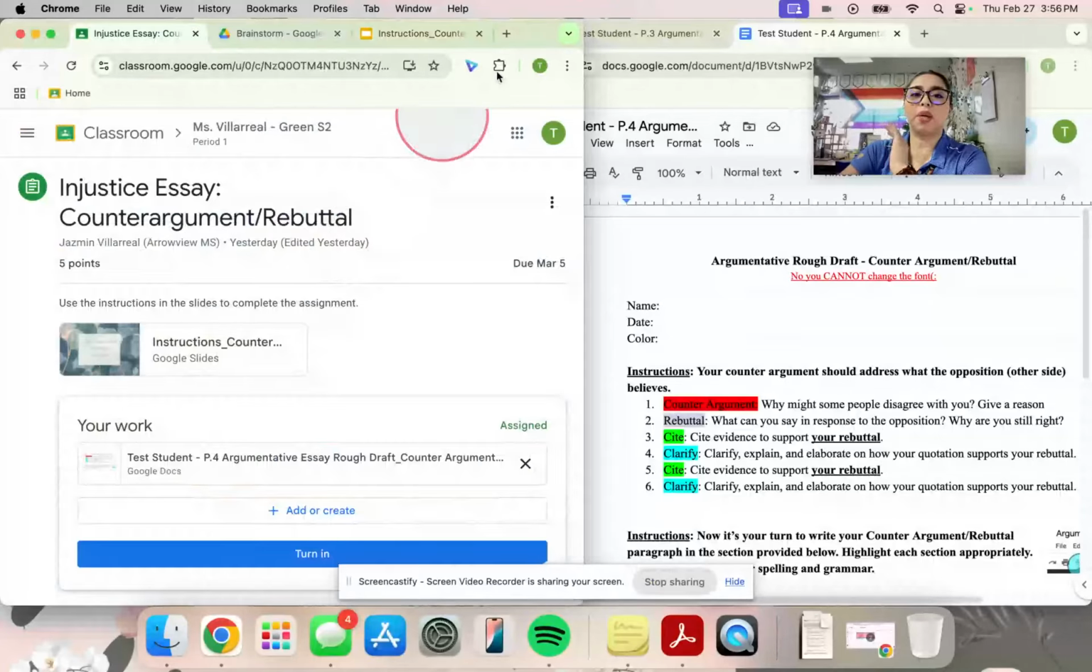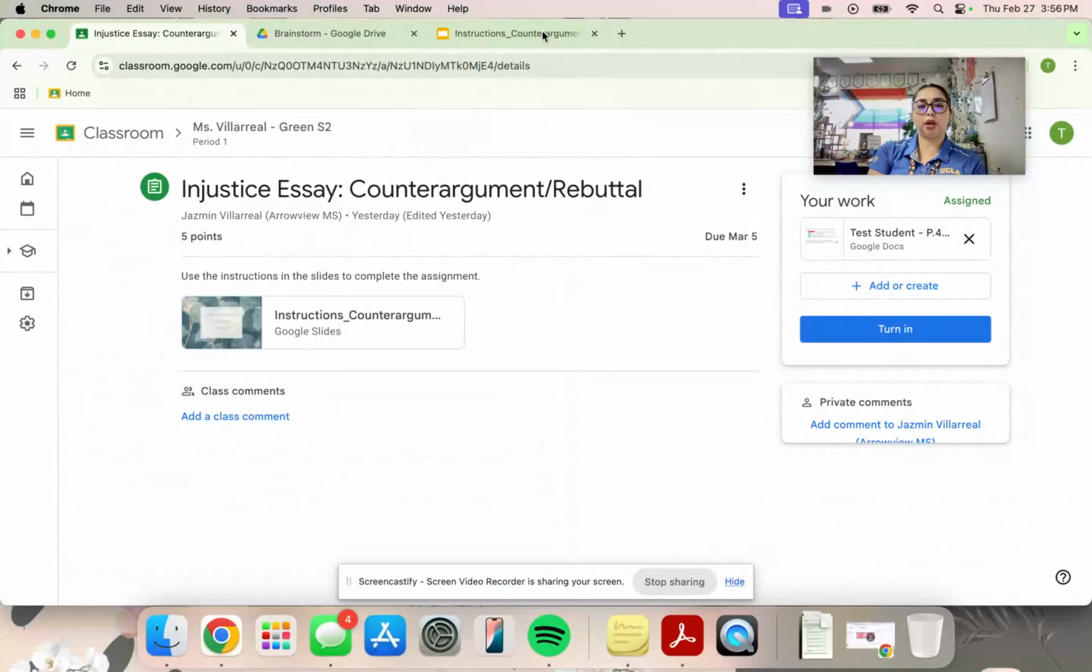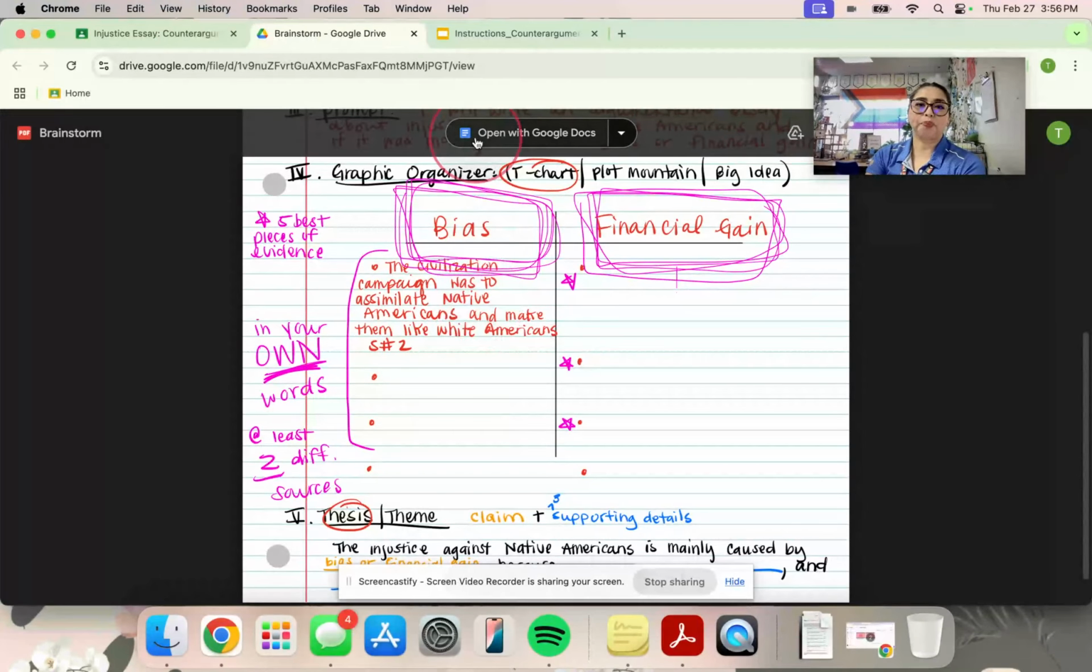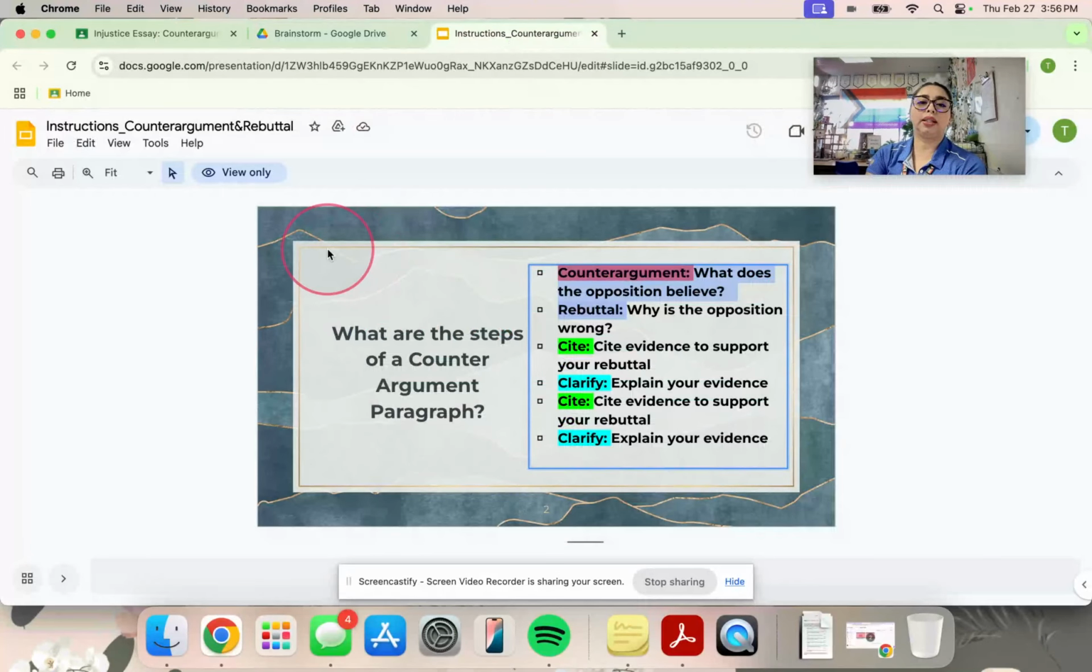Okay, so the thing that we're going to work on today is the counter-argument / rebuttal paragraph. Now, a couple things you need to have. You need to have the slides open. You need to have the document that you're actually going to be typing on open, and you need to have your brainstorm open.